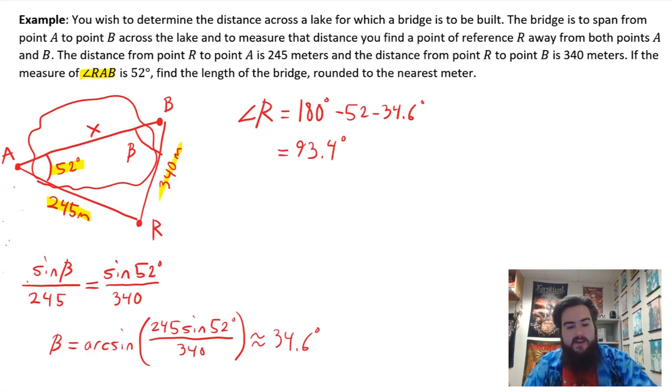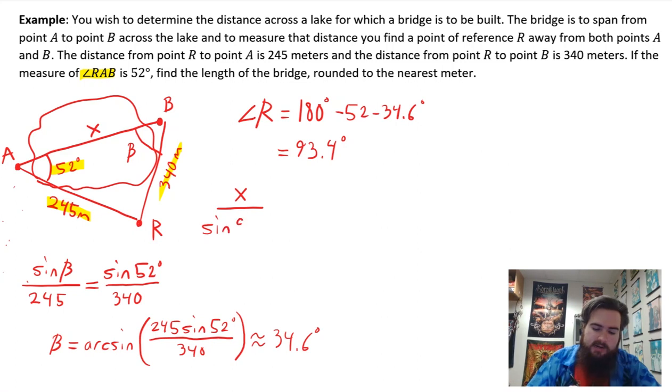Now that I have angle measure R, the only missing side length is the value that I wanted at the beginning, the distance across the lake for this bridge. That is what is designated here as X, which is the side length across from 93.4. So I can now use law of sines since I have the angle measure across. If I want to solve for X, I will set X to be on top of a fraction that is over sine of 93.4 degrees.